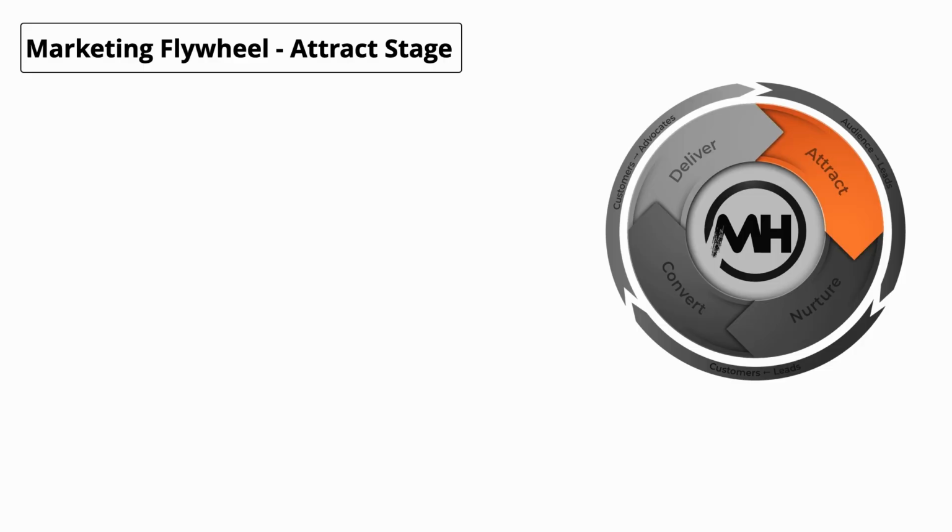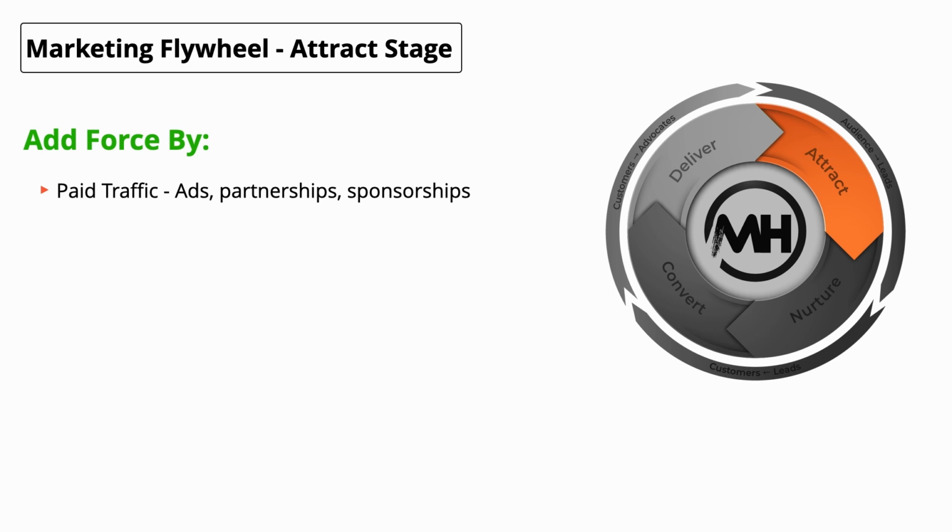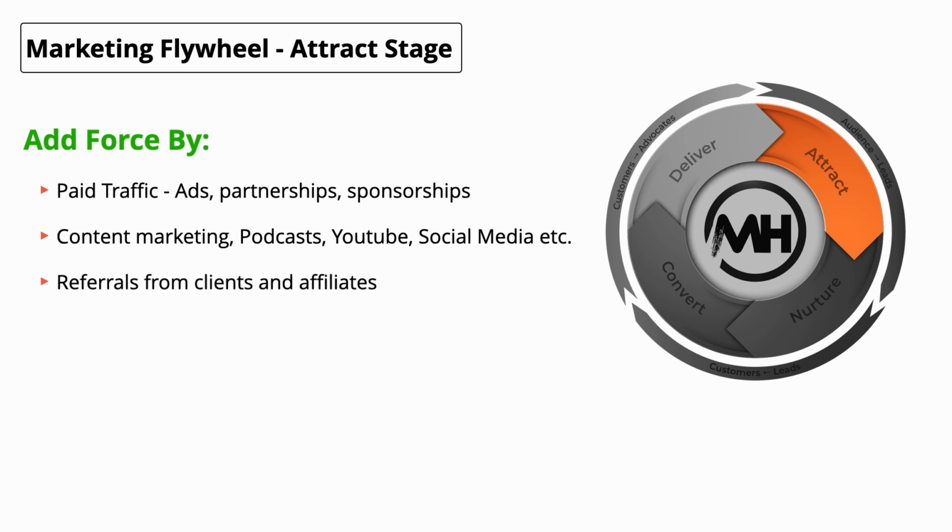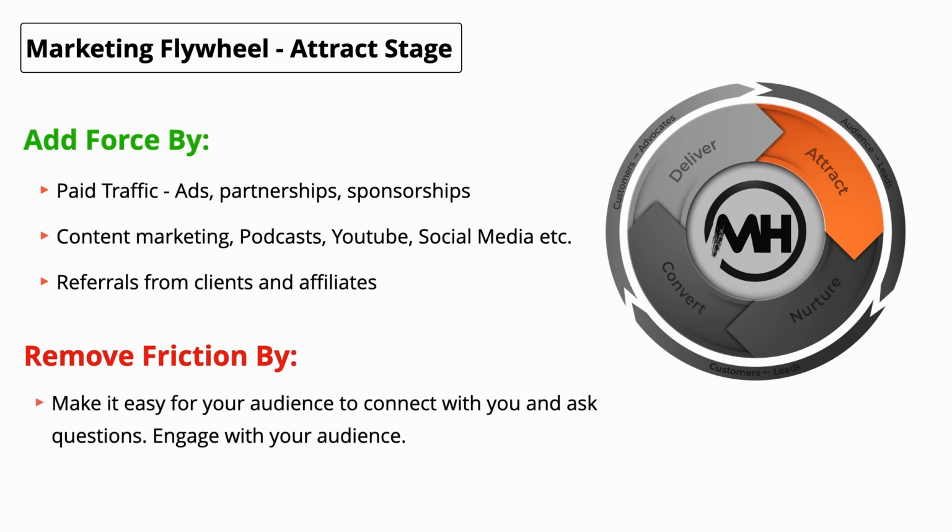So at the attract stage, force can be added with paid traffic, right? Ads, partnerships, sponsorships. It can be added with content marketing, so podcasts, YouTube, social media, referrals from clients and affiliates. And then you remove friction by making it easy to connect with you and ask questions. You remove friction by engaging with your audience.